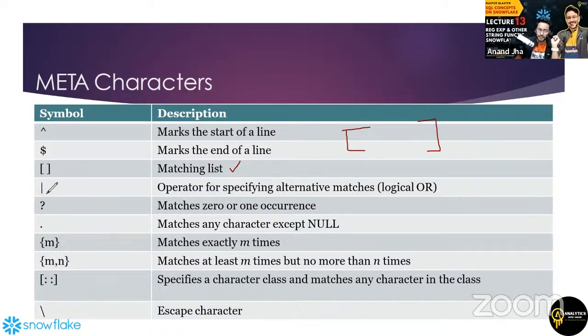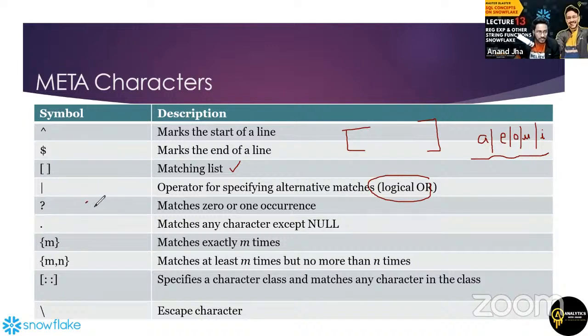Then what is a single pipe on your keyboard, the slash operator? It is for specifying alternative matches, logical OR. Suppose I need to match letter A or letter E. Say I want to match vowels: A, E, I, O, U. I can give it like this, just an example. What all matches? Either A or E or O or U or I. So a single pipe denotes alternative matches.